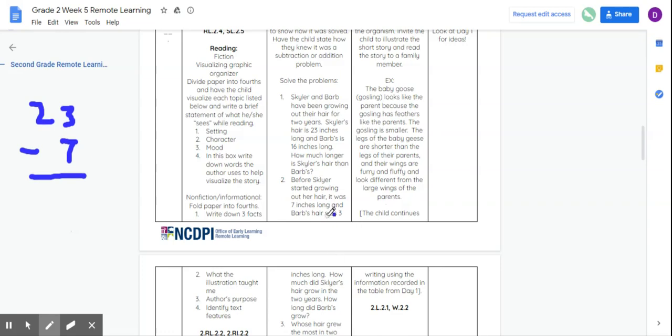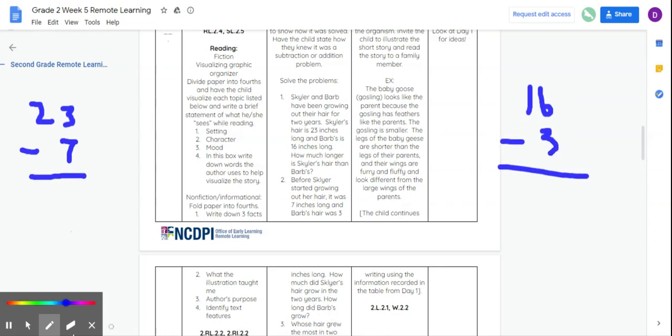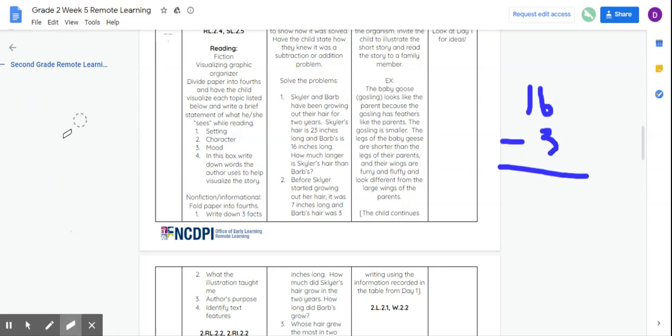And then we have to figure out how long Barb's hair is. So that's 16 inches, and we have to subtract 3 to figure out how much it's grown. You would use a tens and ones chart for this as well, okay? So let me erase this. And we'll move on to number 3.